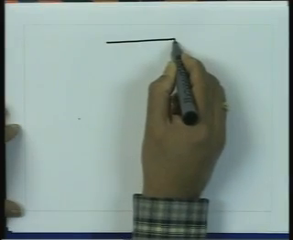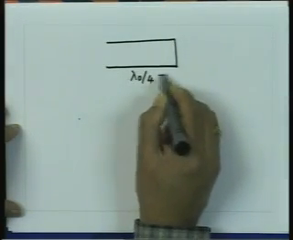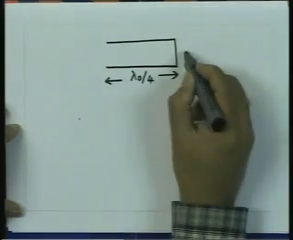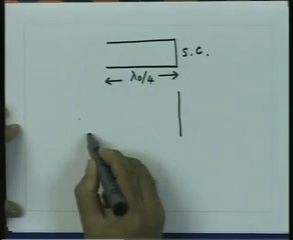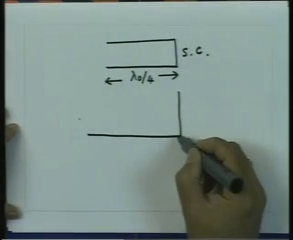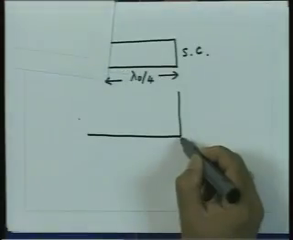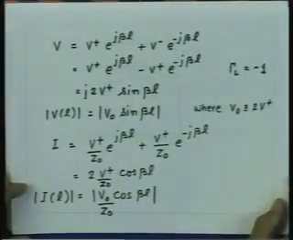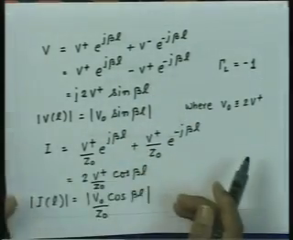So, if I plot now these voltages on the line, say this is lambda 0 by 4 line, this is the short circuit. So, the voltage is 0 at this point because this variation is sine of beta L. So, at L equal to 0, which is at the load, the voltage is 0, and when I go to a distance of lambda by 4, this quantity beta L becomes pi by 2. So, this quantity is 1. So, I see the voltage which is V 0.